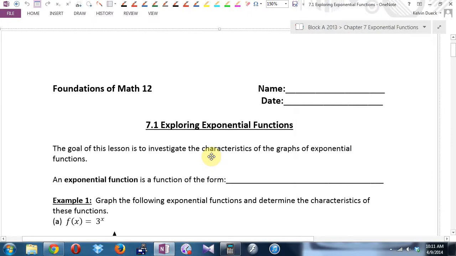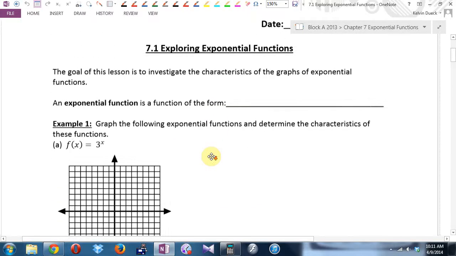So the previous lesson, the review of exponents, I called 7.0 because it wasn't officially a lesson. Now we're kind of back to the textbook. And what we're going to look at are exponential functions.